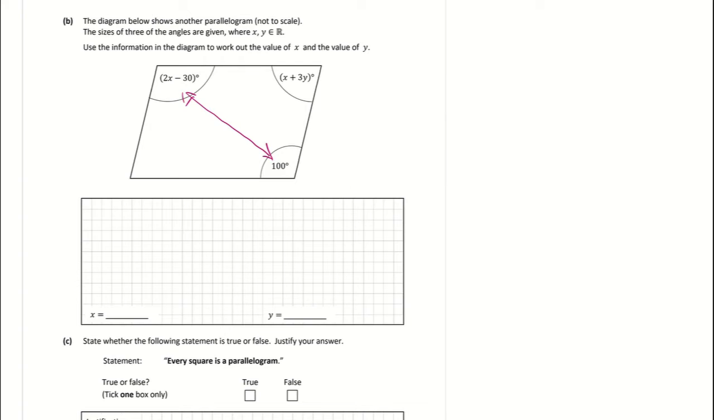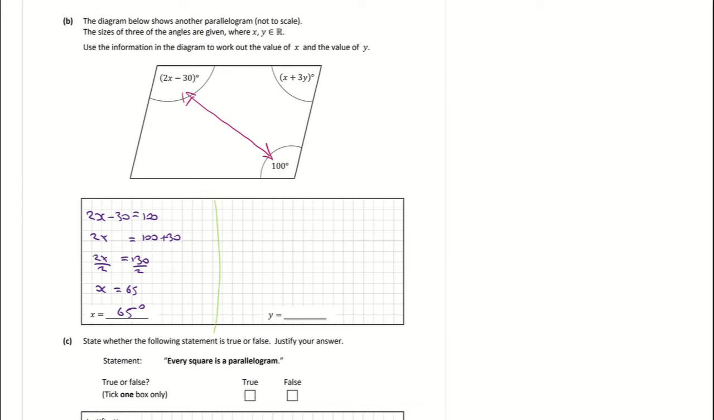So that means that 2x minus 30 is equal to 100. We add 30 to both sides, or move over the minus 30, so that's 2x is equal to 130. Divide both sides by 2, x is equal to 65. So 65 degrees for x.